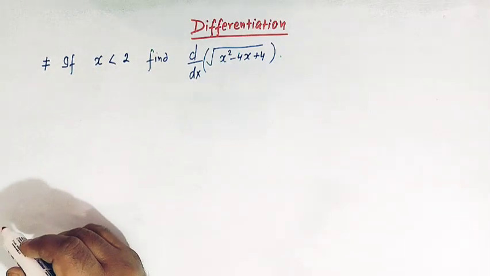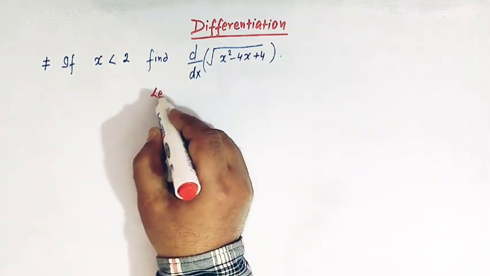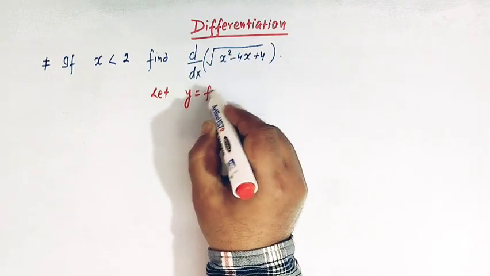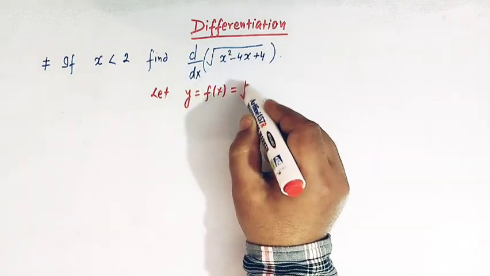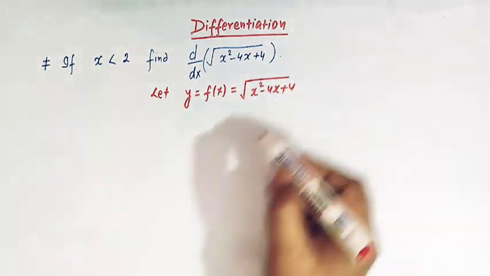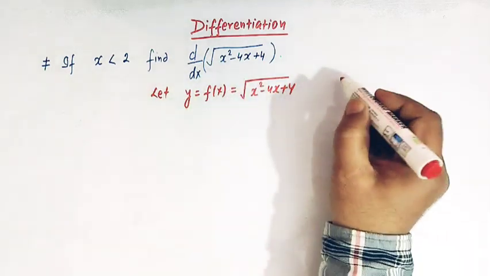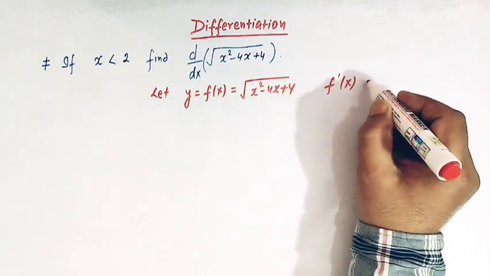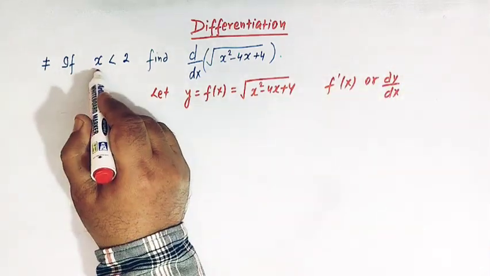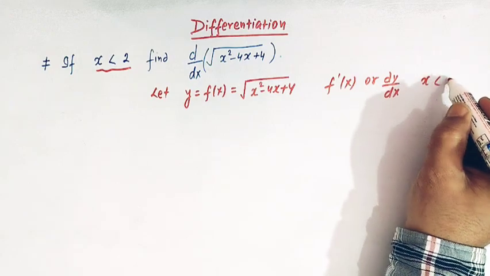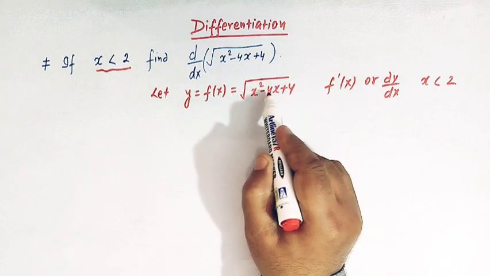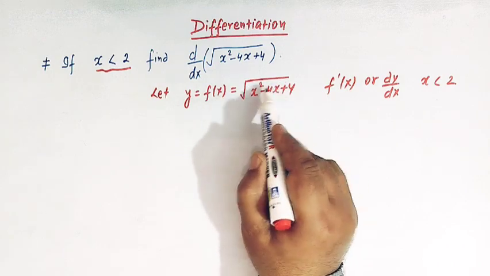So what we will do, we'll take this function as y. So we can take y is equal to f of x, that is equal to the square root of x square minus 4x plus 4. And we have to find f prime of x, or dy over dx, for all values of x which are less than 2.